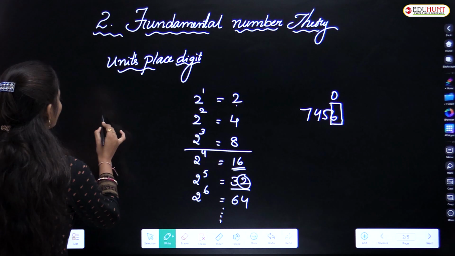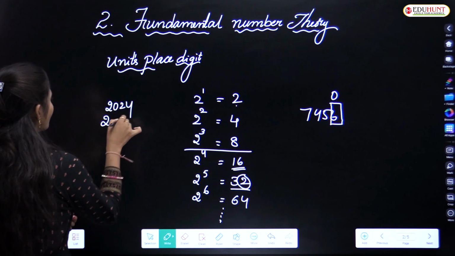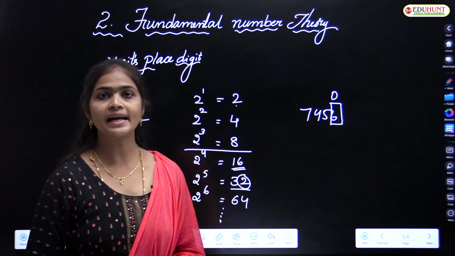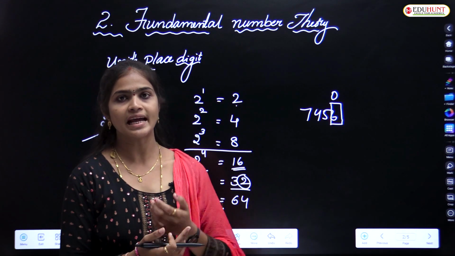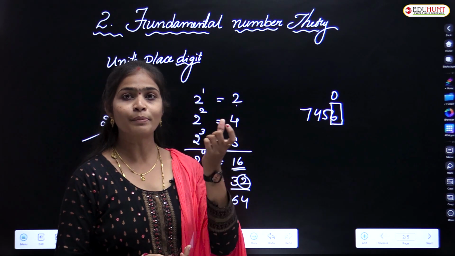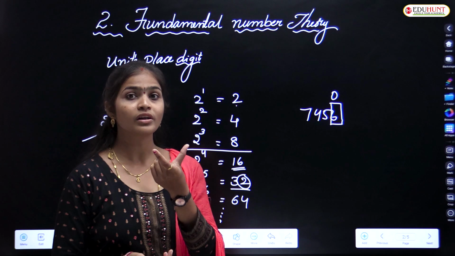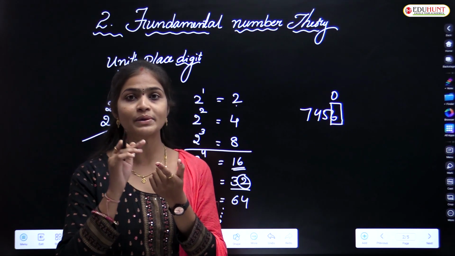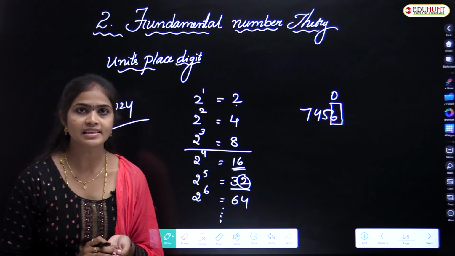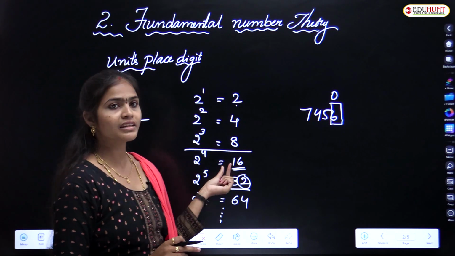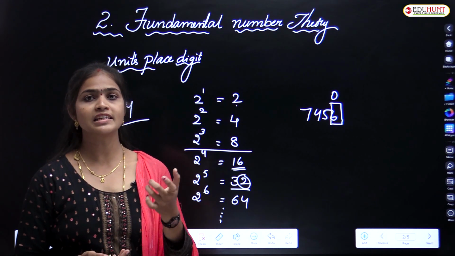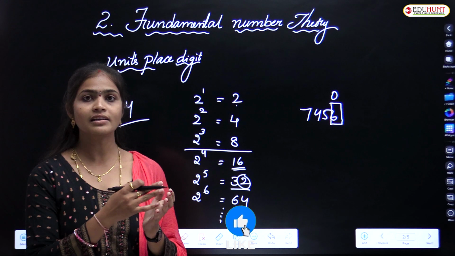Here my question is 2 power 2024. What is the meaning of 2 power 2024? 2 multiplied by itself 2024 times. It is not possible to count like this, right? After that multiplication you will get a resultant, and in that resultant I want the units place digit. Did you understand my question? Again I am asking: if the number is 2 power 6, 2 power 5, 2 power 4, or 2 power 10, then we can easily say which digit is in its units place after simplification.